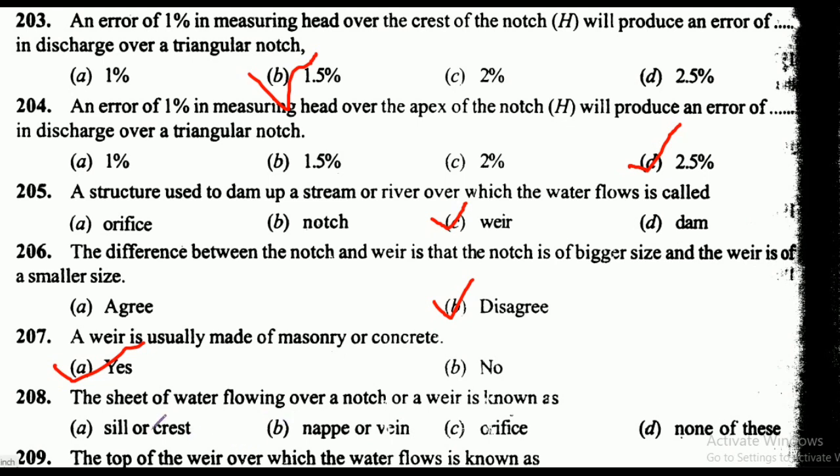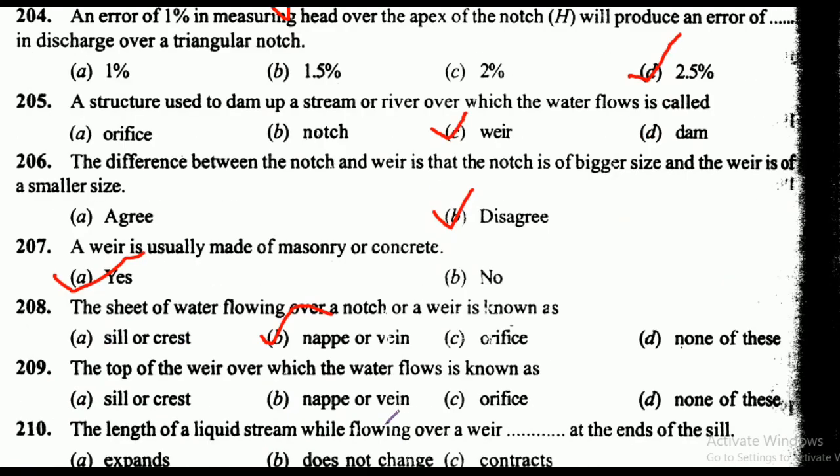The next is, the sheet of water flowing over a notch or a weir is known as. Here options are: option A, seal or crest. Option B is nap or vein. Option C is orifice. Option D is none of these. So here friends, the correct answer is option B, that is nap or vein.